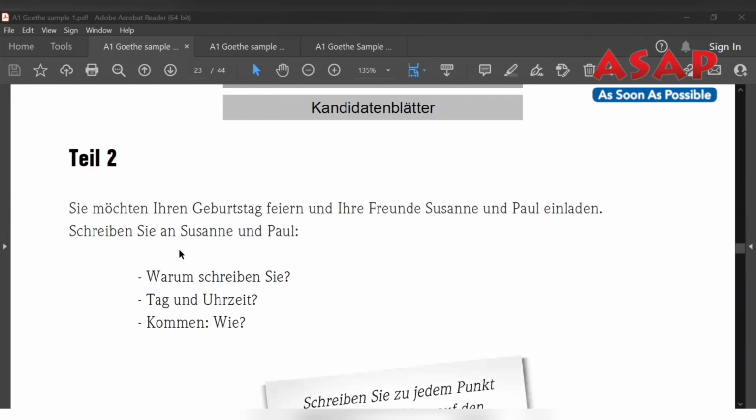For example, here it is given, Sie möchten Ihren Geburtstag feiern und Ihre Freunde Susanne und Paul einladen. Simple situation. But who is writing this, whose birthday is it, whose friends are we inviting? That you need to understand. Now if you have already learned German, you will probably think this is a very simple statement and you understand it. Yes, but still when we check the answer sheets of students, we notice that they did not understand that they had to write as if it is their own birthday.